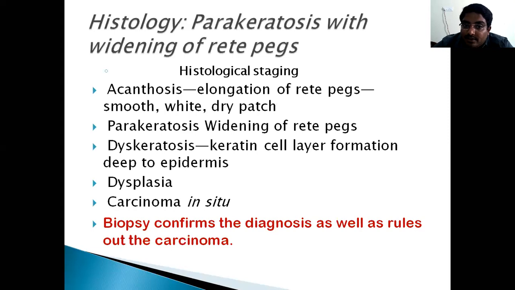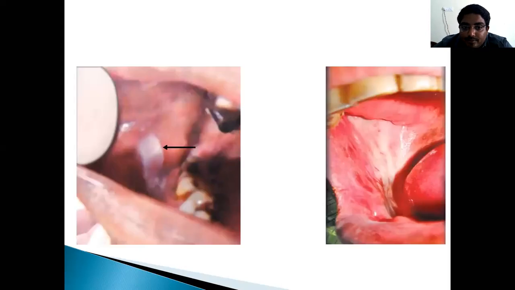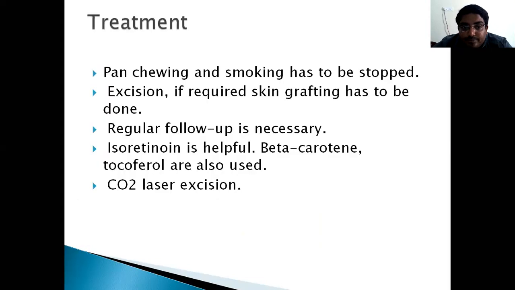And this is the histological staging. The confirmed diagnosis is histopathology, biopsy, and we will know whether it is benign or malignant. See, the white patch is called leukoplakia. The treatment is to stop pan chewing and tobacco smoking. Then excision, if required, skin grafting has to be done if it is a bigger lesion. Then regular follow-up is necessary, and isotretinoin is helpful. Beta carotene and tocopherol are also useful, and carbon dioxide laser excision.